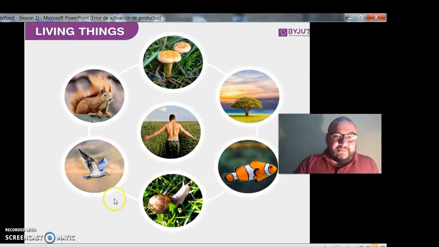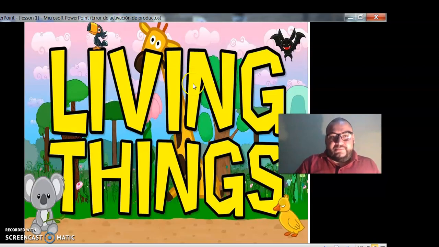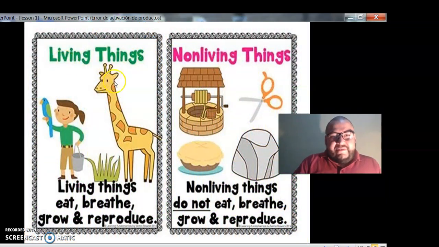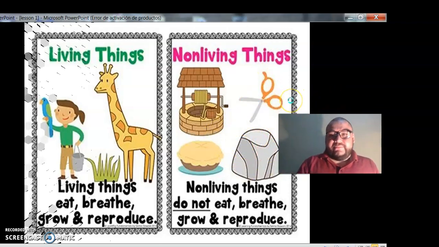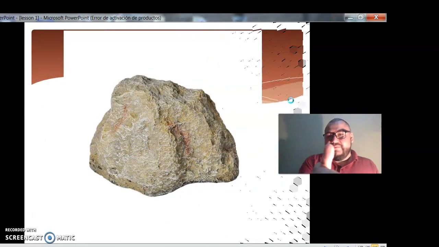Living things. Look at the pictures. Living things eat, breathe, grow, and reproduce. Non-living things do not eat, breathe, grow, and reproduce. For example, the scissor, the rock. No, it's not living. Very good.